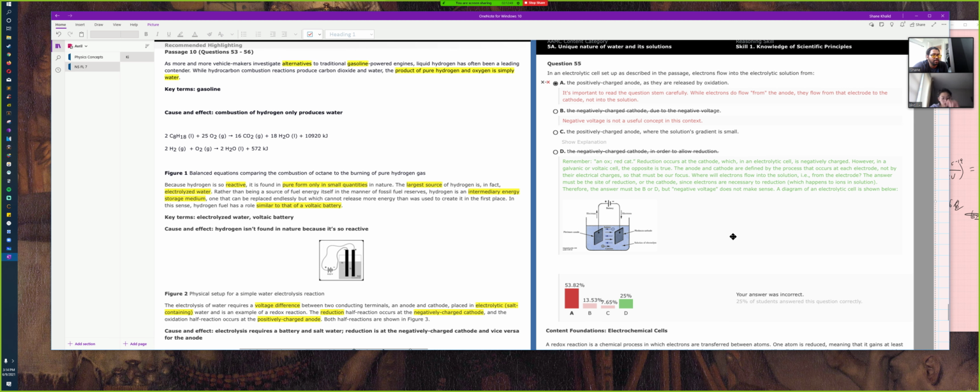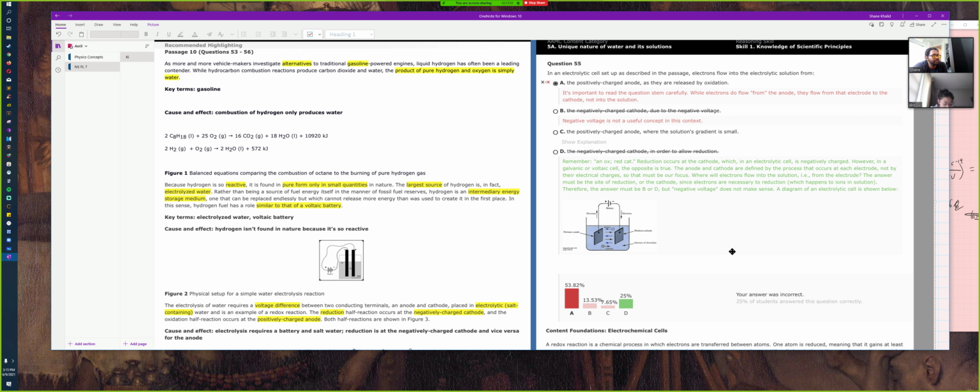Yeah, for sure. So basically the answer to this is going to be the negatively charged cathode, because as it gains electrons, it's not going to take in the anions in the solution. And they're asking about electron flow into the electrolytic solution. Where does that come from?